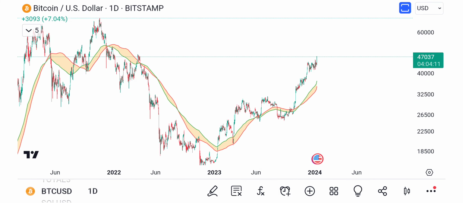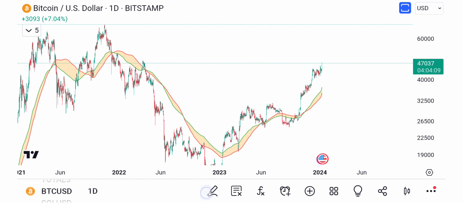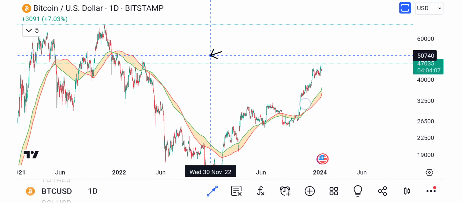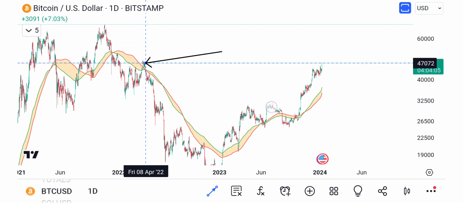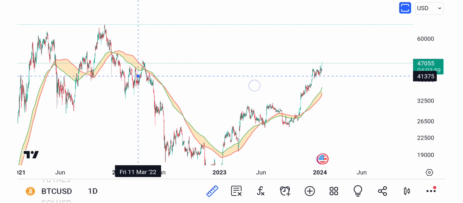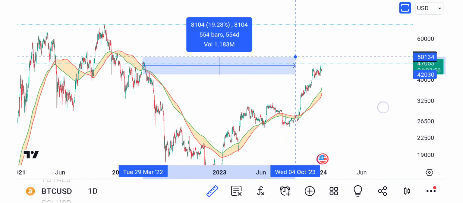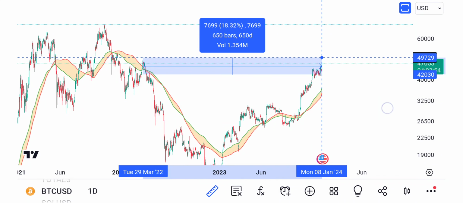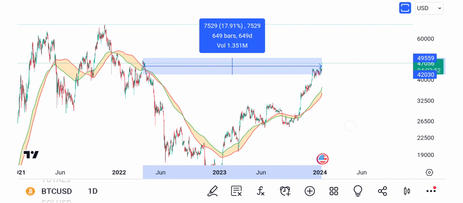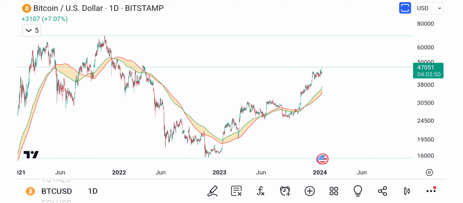Today we have a Bitcoin breakout. Check this out. We haven't been this high since going all the way back to April of 2022. It's been a long time since we've been this high. Let's see, yeah, about 650 days since we've been at this level.